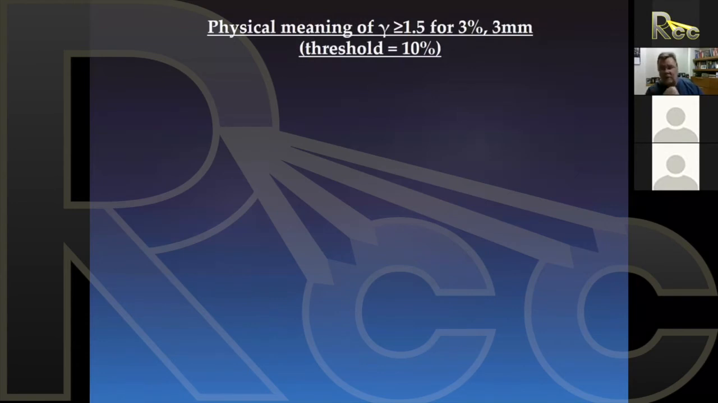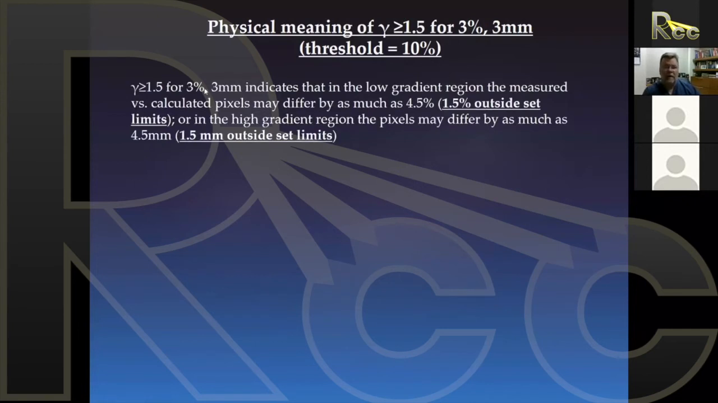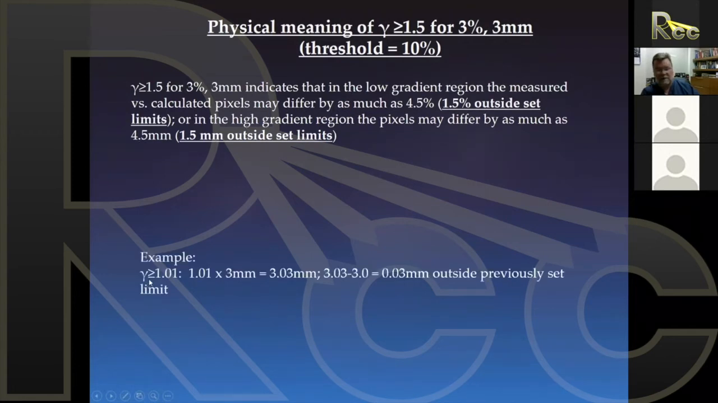So if we look at the physical meaning of this, remember, a gamma of one or less is good. A gamma of greater than one is failure. So what does 1.5 mean for 3%, 3 millimeter threshold, 10%? Gamma 1.5 for 3%, 3 millimeter indicates that in the low gradient region, the measured versus calculated pixels may differ by as much as 4.5%, or 1.5% outside the set limits, or 4.5 millimeters, or 1.5 millimeters outside the limits. This gives us an example of this. In this case, I've used gamma 1.01. 1.01 times 3 millimeters is 3.03, minus the 3 that we set, so we're 0.03 millimeters outside the previously set limit. If we use a 1.5, we're 1.5 outside.